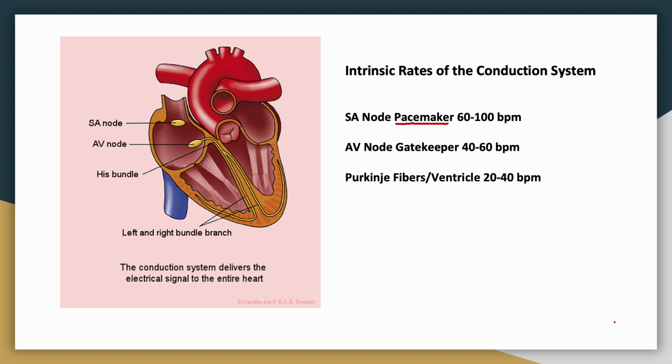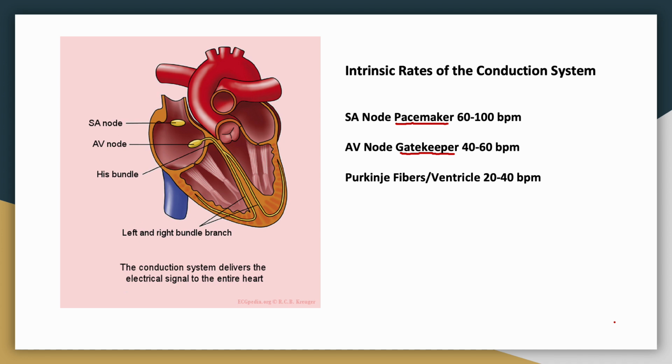Now, let's say the SA node is sick. It's having a bad day. So it's not going to go to work today. So then the AV node can take over, okay? So this is called the gatekeeper. It lets all the impulses through, and that will fire at a rate of 40 to 60 beats per minute.